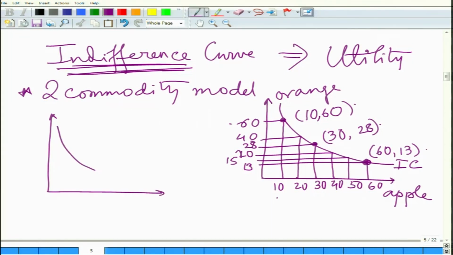Just take an example. Say I have two commodities X and Y. Maybe at this particular point I have 2 of X and maybe 4 of Y. If I want to get 3X with 4Y, I am here.